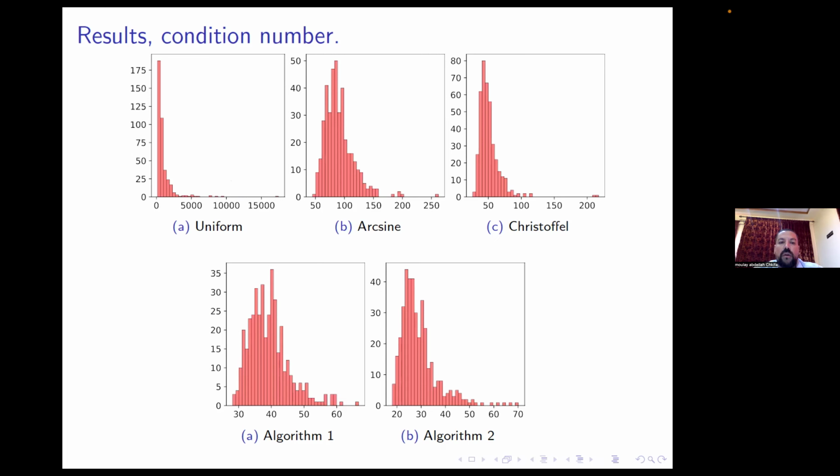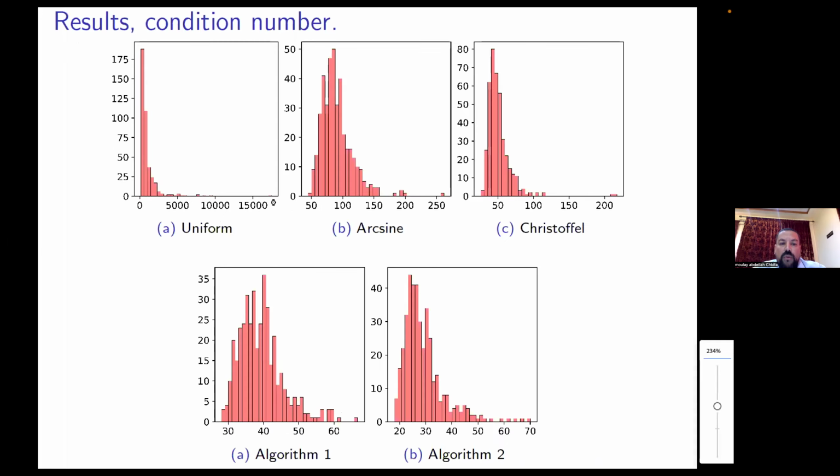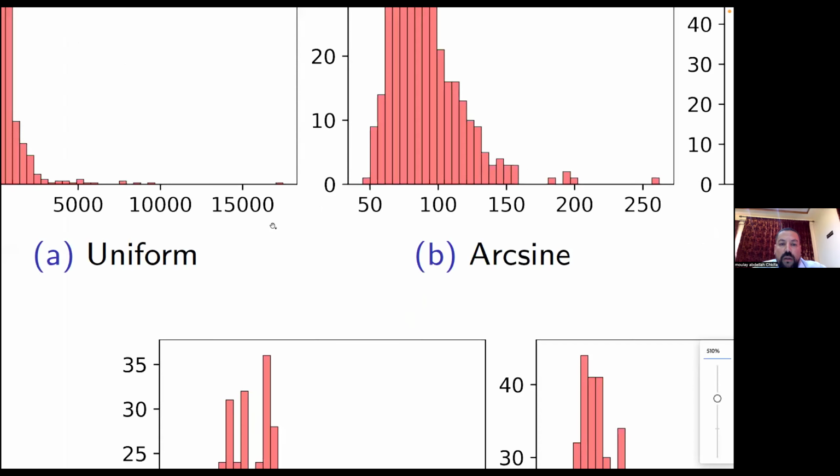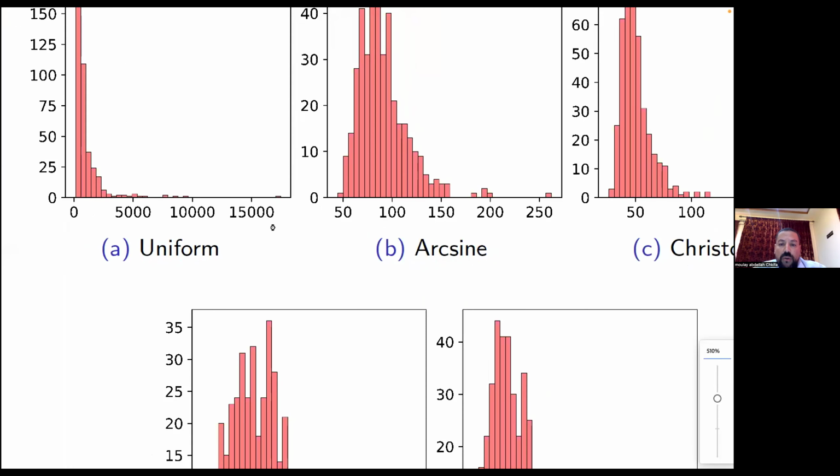And I think over 400 runs, we just look at the histograms, so these condition numbers can be seen as a random variable, and we look at the histogram of this random variable. So as you can see, for the uniform measure, we can go all the way up to 20,000 for the condition number.